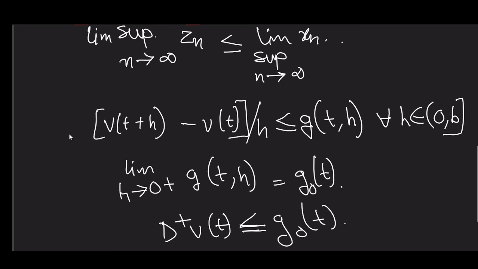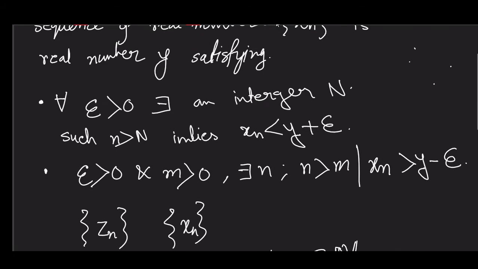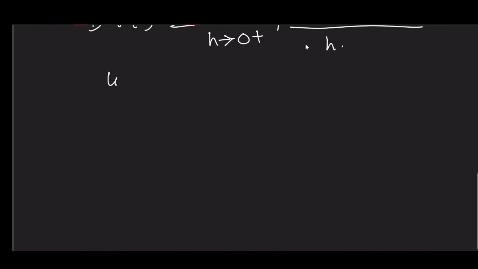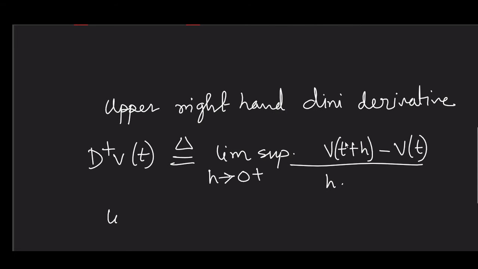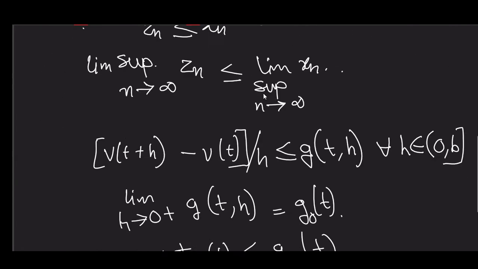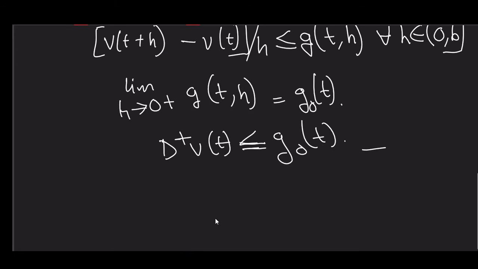Now this is all about our upper right hand Dini derivative. We can actually have four different types of Dini derivative, but those are not required here. This upper right hand Dini derivative is sufficient for our purpose. We will not investigate the other Dini derivatives. So let us write the statement of the comparison principle.